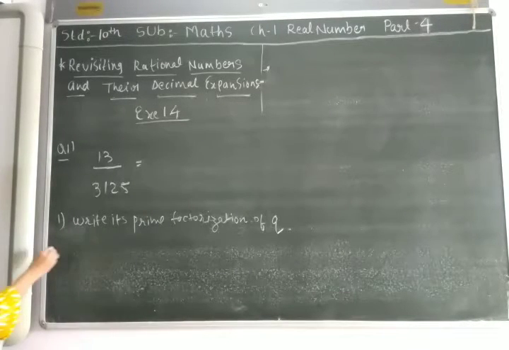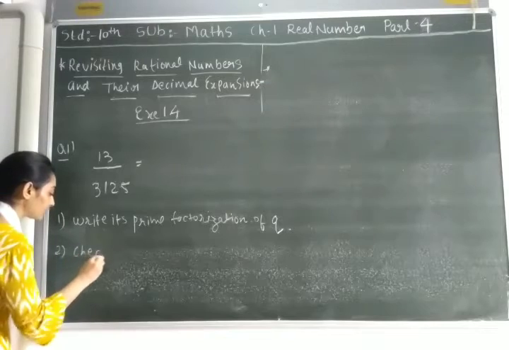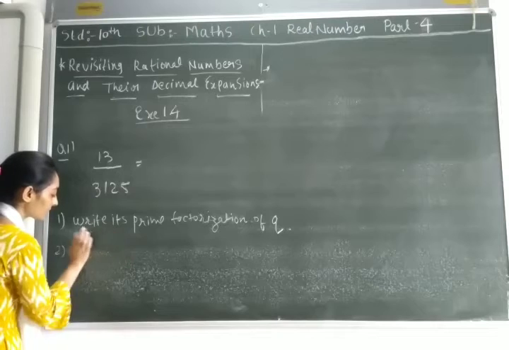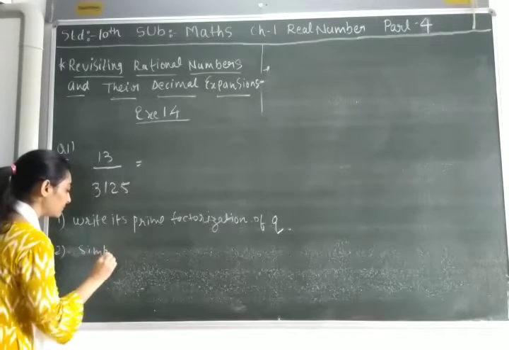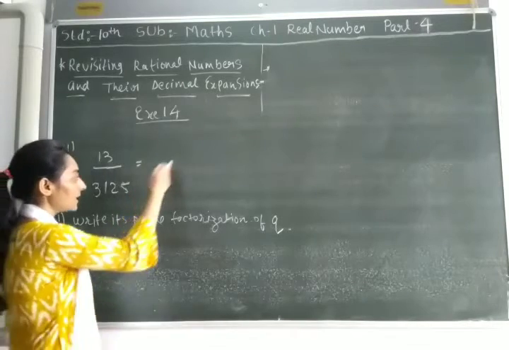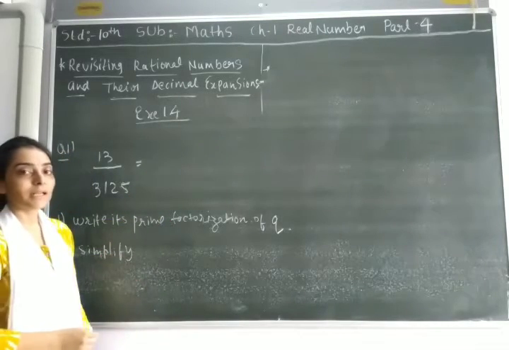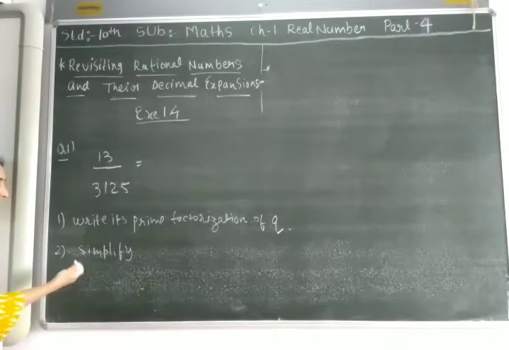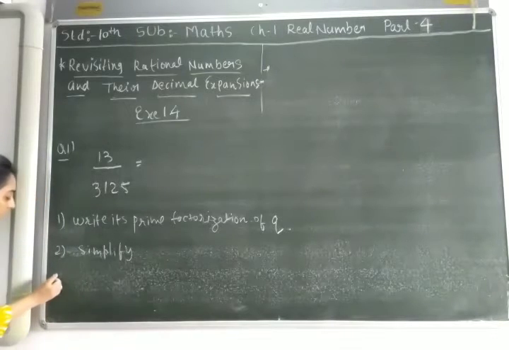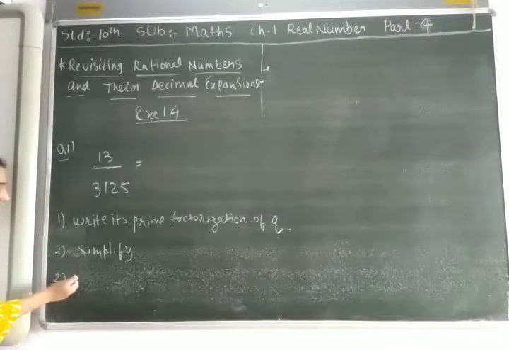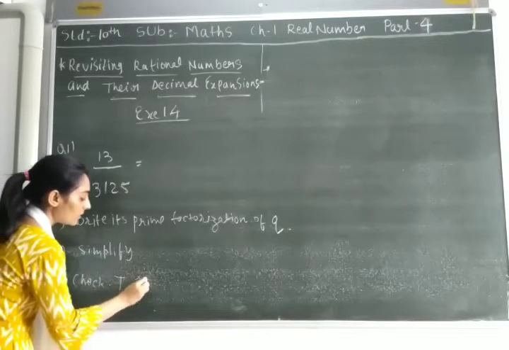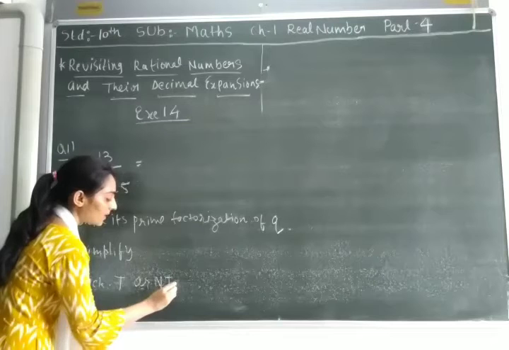And the second thing, check or simplify. If anything is common in the numerator and denominator, that's why we are simplifying. So just simplify it. Afterwards, we can check whether it's terminating or non-terminating repeating.